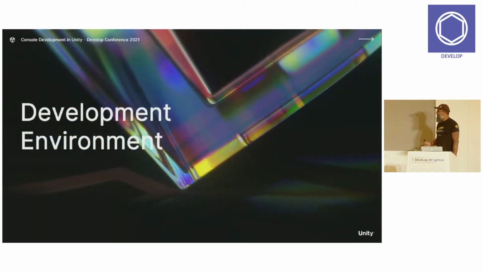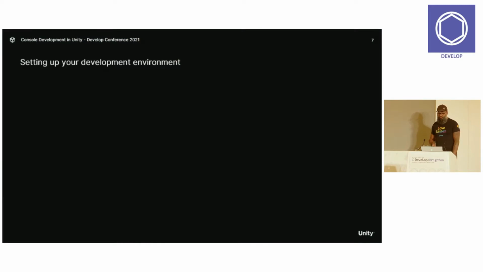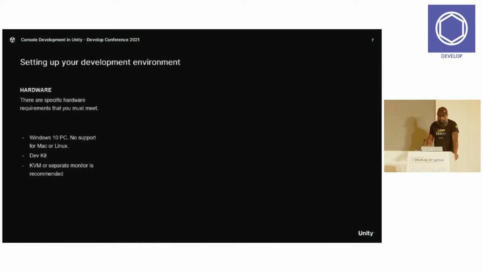So your development environment is the next piece that you'll need to do. And when we come to setting up your development environment, there are specific hardware requirements that you might not be aware of. You need a Windows 10 PC. Yes, Unity runs on Linux and Mac, but you cannot develop for console on Linux or Mac. You must use Windows 10.